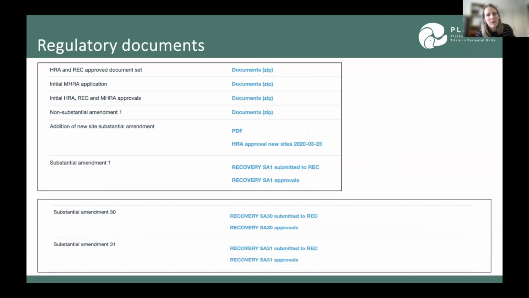The alternative to that is to do what RECOVERY did and just amend the core protocol every time they wanted to make a change. So the first set of things that they submitted to the REC in the UK on day dot was approved within a week. And then they've gone on to amend that multiple times as they've iterated the trial, and they're now up to amendment number 31. So that is an alternative approach, but not one that's been taken largely by adaptive platform trials within Australia.